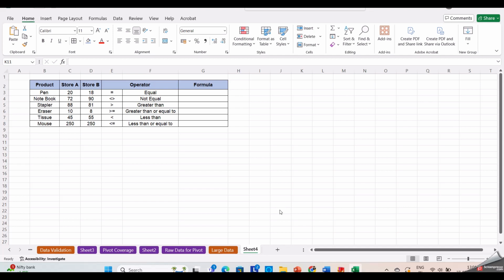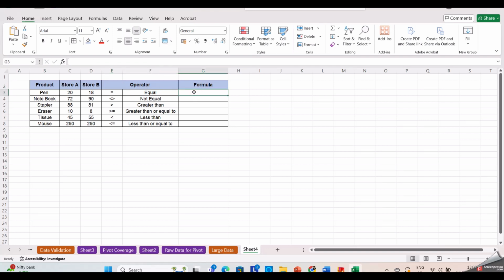Hello everyone. In this video, we will learn about the usage of logical operators in MS Excel. That is equal to, not equal to, greater than, less than, greater than or equal to, or less than or equal to. These are some of the logical operators that we can use in MS Excel. Now let us see how to use these operators in MS Excel.